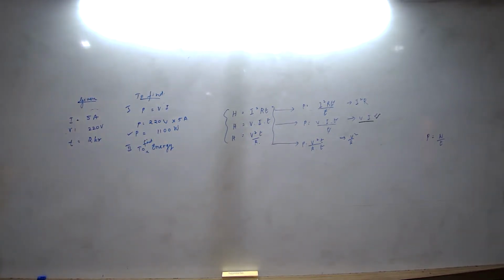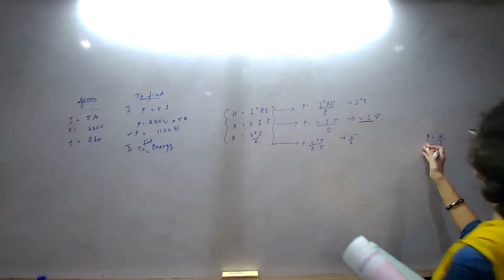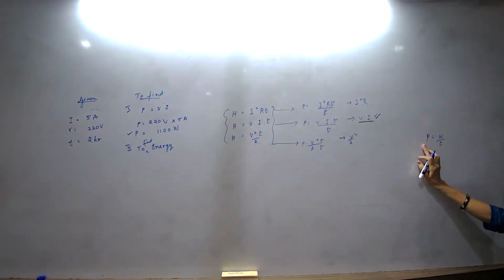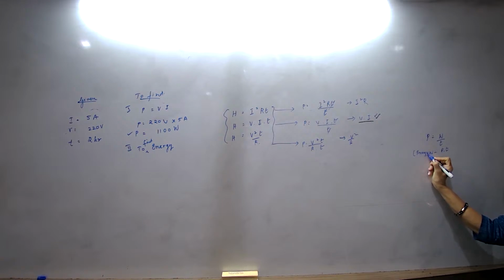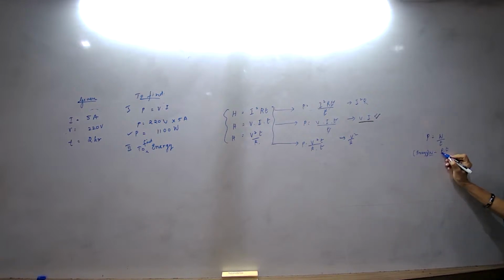Okay. For energy, what will we use? Convert watt into kilowatt. Use the same formula. What is energy here? W is equal to P into T. Now this is P, 1.1 kilowatt, that is 1100 divided by 1000. Just keep it as 1100 divided by 1000, multiplied by the time, 2 hours. Have they given anything else?